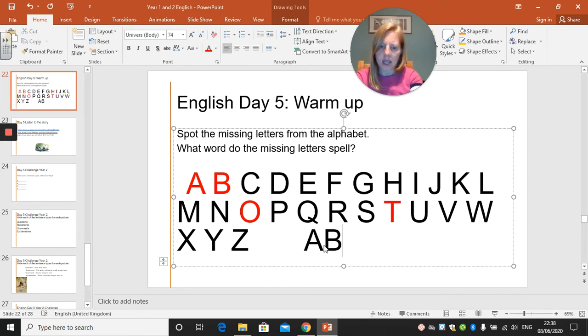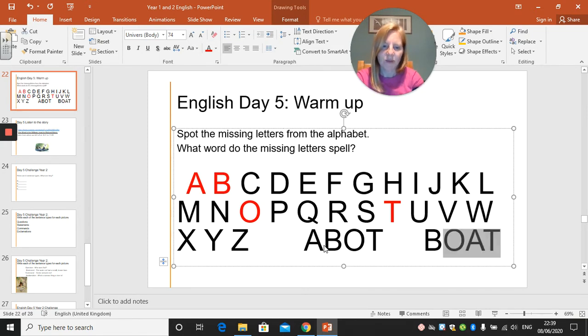A, B, O, T. Okay, Abot, not a proper word. Let's try again. So could it begin with a T, T-O, oh, Tobe? No, that's not a real word. I wonder if it goes the other way around. B-O-A-T, there's my word, boat, which is very in keeping considering our 2 characters are just currently sitting on a boat.